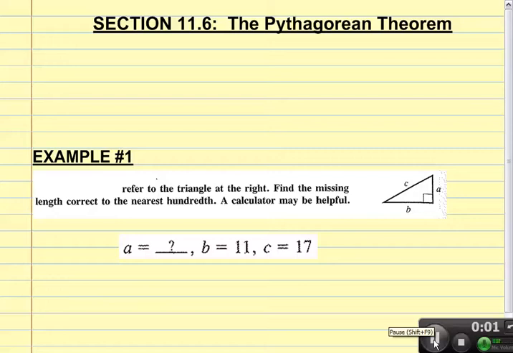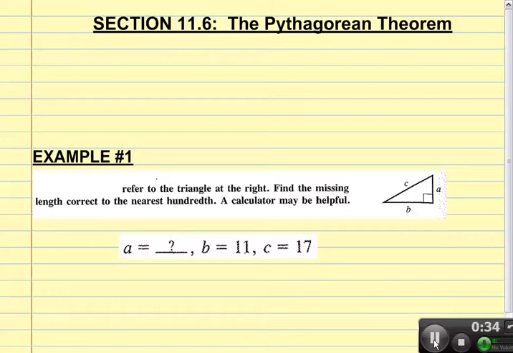Okay, folks, section 11.6, the Pythagorean theorem. What can I say about the Pythagorean theorem? It's probably the best known mathematical idea in the world. We call it the Pythagorean theorem, and it's named after Pythagoras, an ancient Greek. But the Chinese knew this idea long before the Greeks did, I believe. That's been recently proven. Also, the Egyptians used an idea close to this.